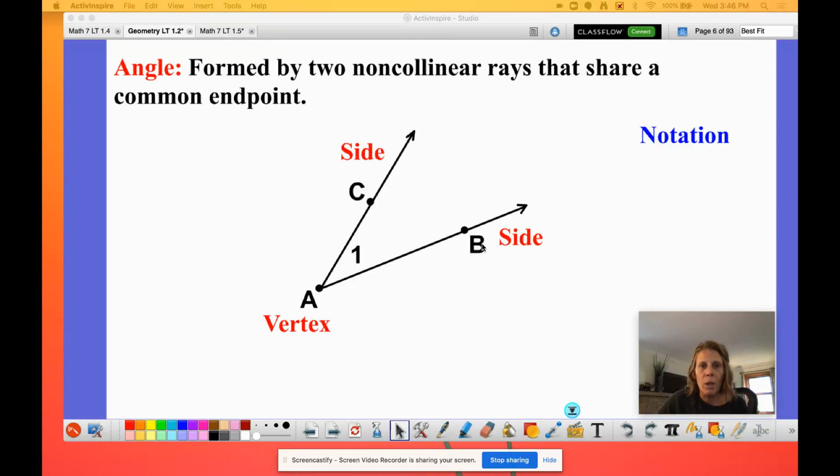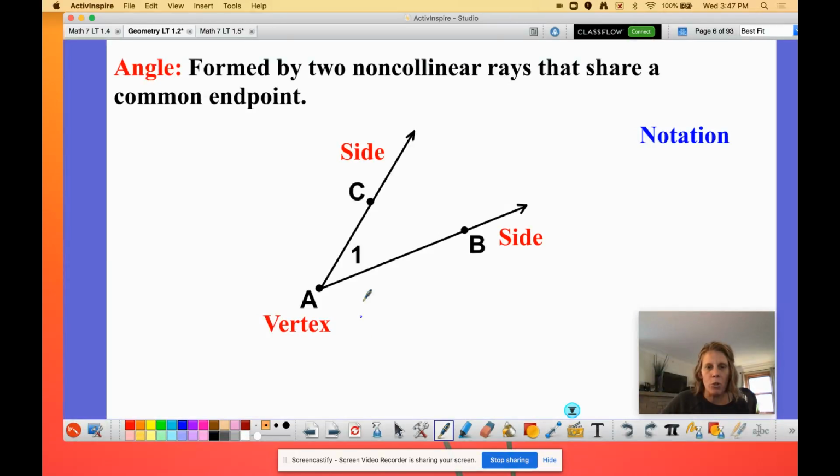The first thing we're going to talk about is an angle. We talked briefly about this when we did our first learning target, and yep, we're on to our second learning target right now. So an angle is formed by two non-collinear rays, and they share a common endpoint. Those two rays are our two sides, and that common endpoint is our vertex.